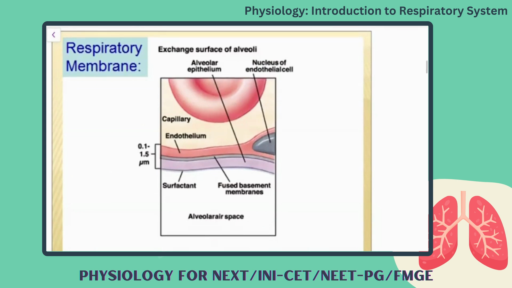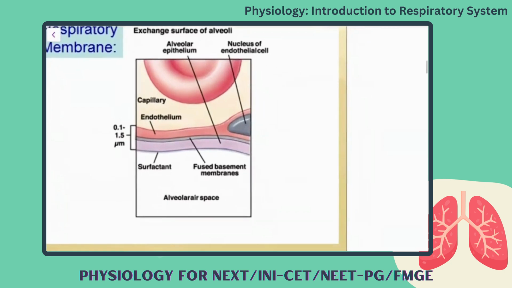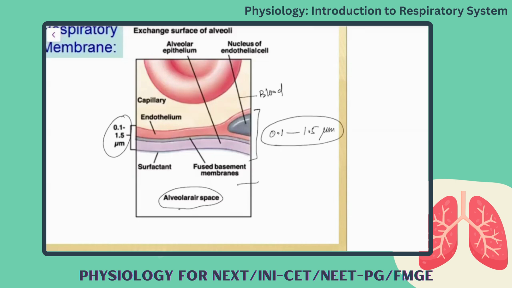Okay. So respiratory membrane. The respiratory membrane is the membrane involved with gas exchange. This gas exchange takes place between the alveoli and the blood capillaries. So this is what you call the respiratory membrane. On one side you have the blood, and the other side is the alveolar space. The thickness of the respiratory membrane should always be maintained between 0.1 to 1.5 micrometers.